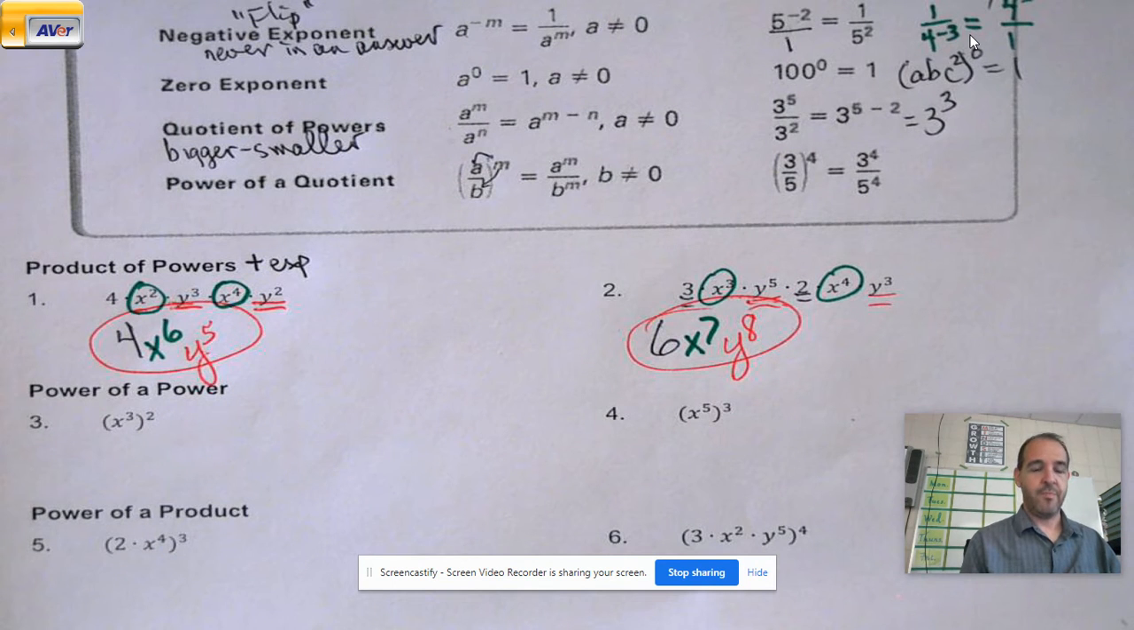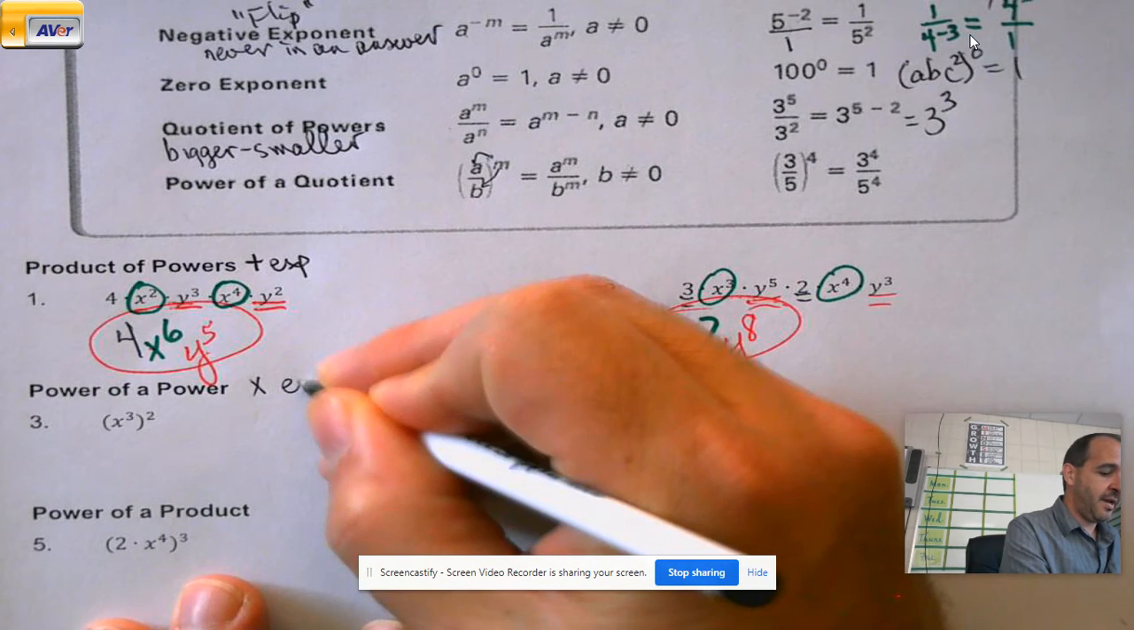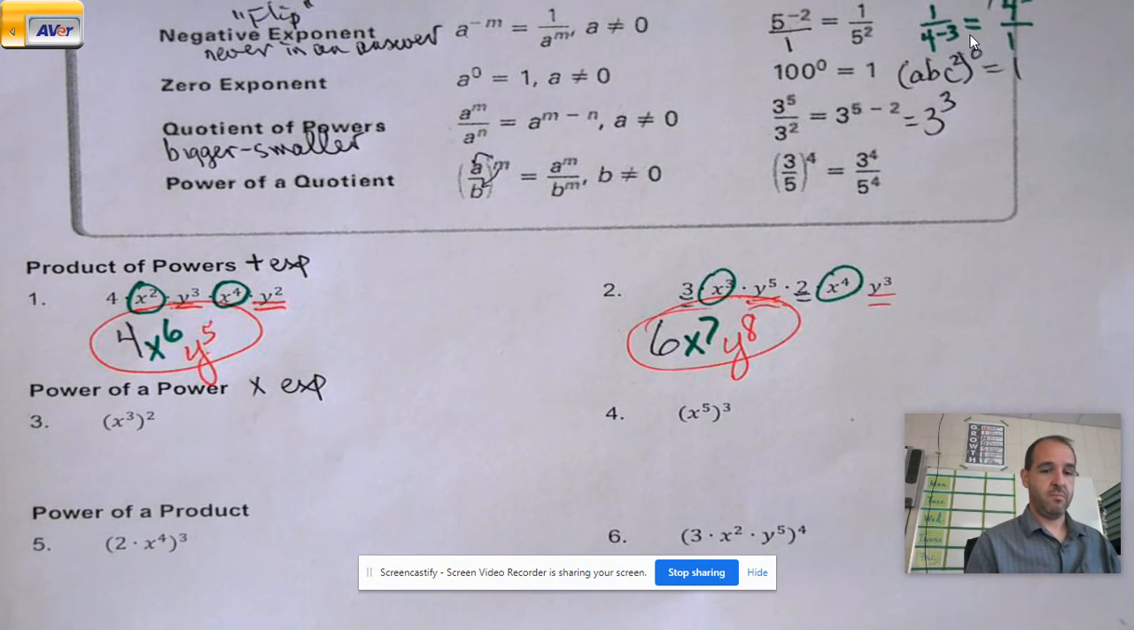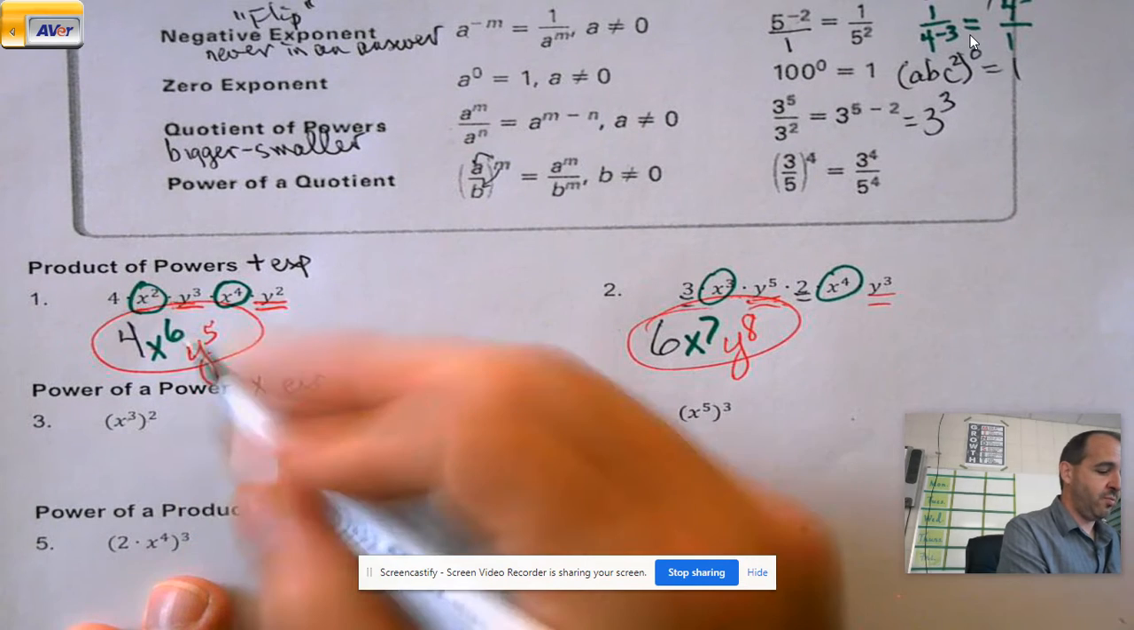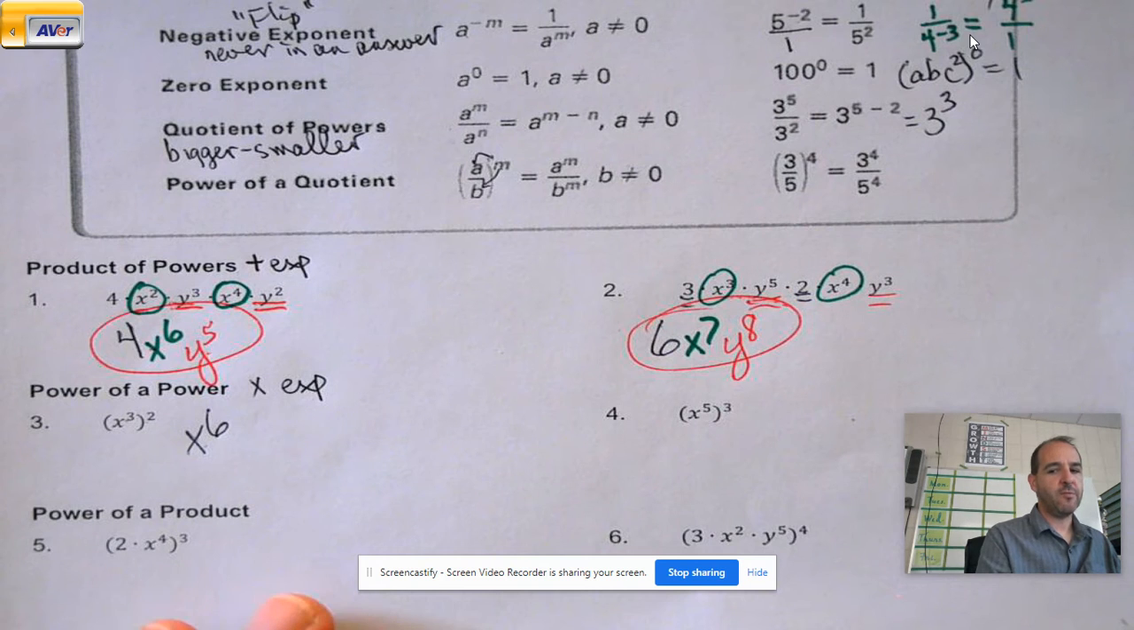Power of a power. Again, we're going to be multiplying the exponents. As simple as 3 times 2, x to the 6th. We're good. Number 4, same thing. And if you want to keep pausing me, one last chance here before I do it.